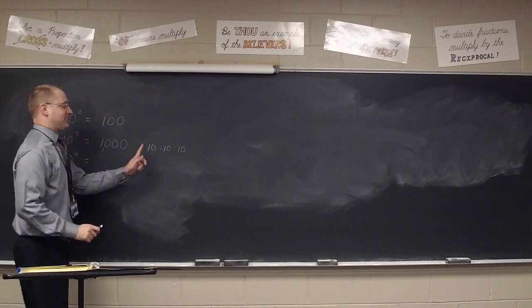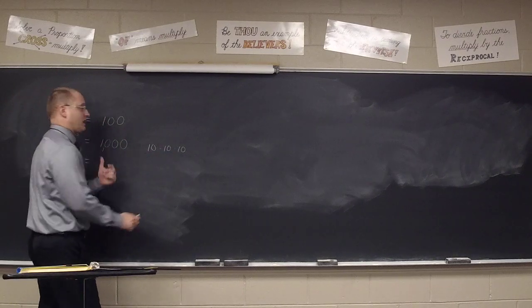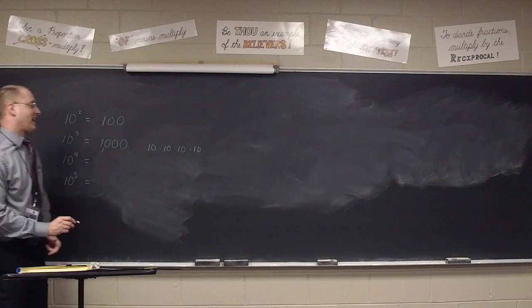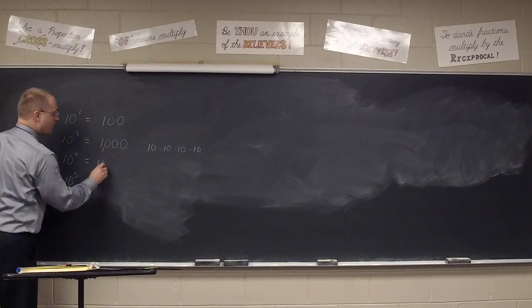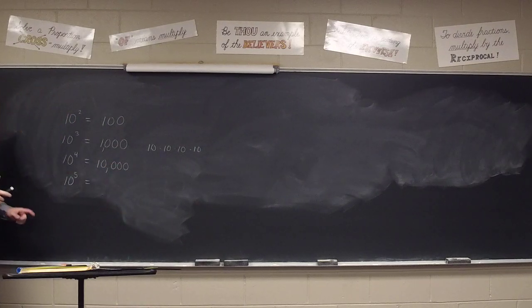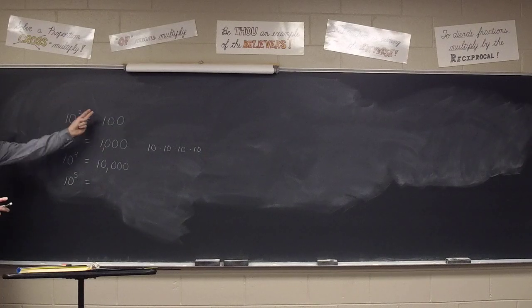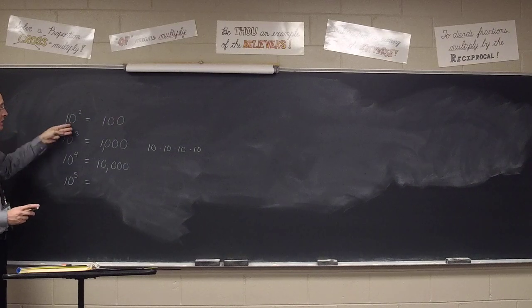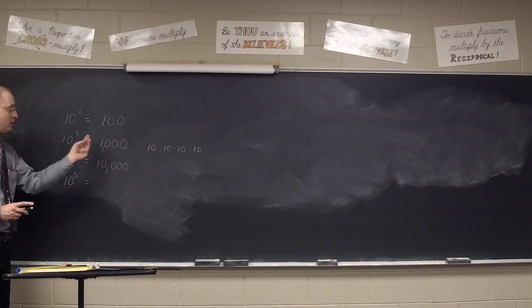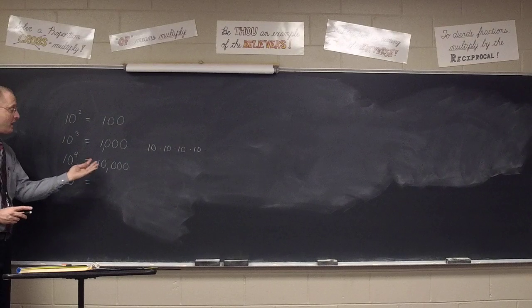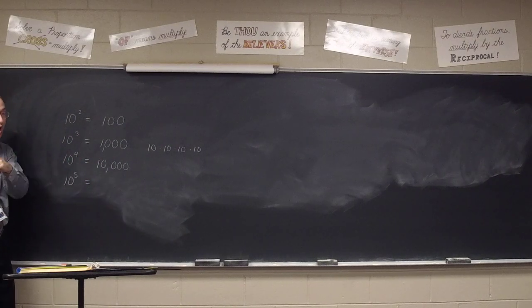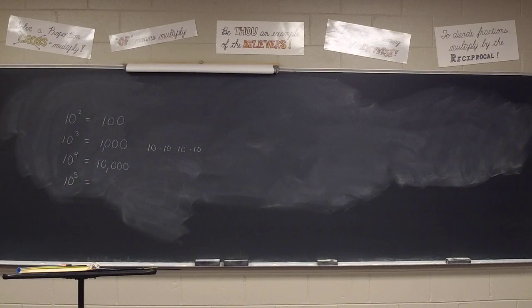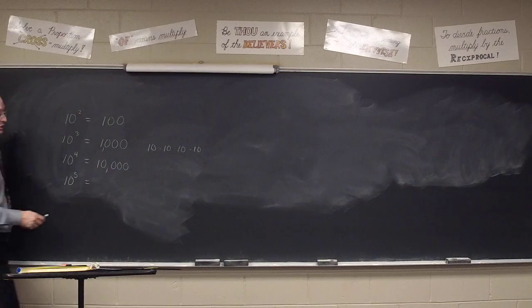But what if you took that same 10 times 10 times 10, or 1,000, and multiplied another 10? Class, now we'd be up to $10,000. Well, notice something. When it's a 10 squared, notice there's 2 zeros. 10 cubed, 3 zeros. 10 to the 4th has 4 zeros. So, how many zeros do you reckon 10 to the 5th is gonna have? 5 zeros.